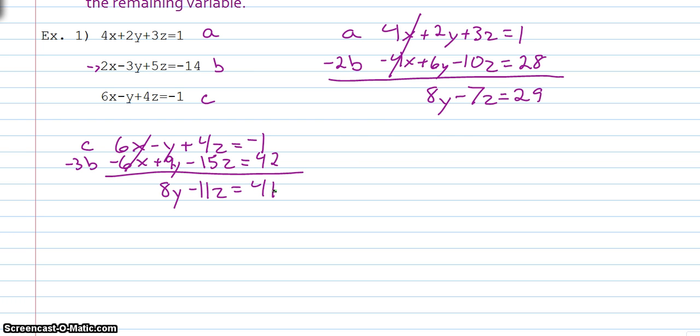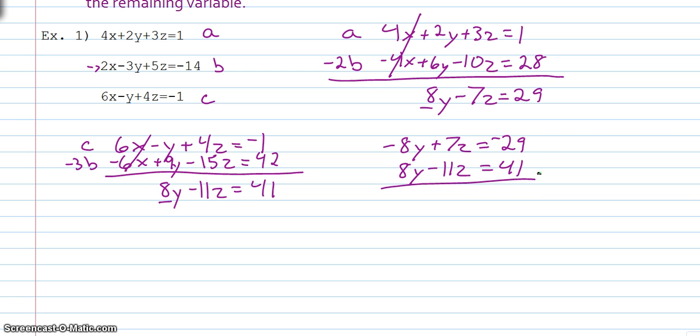Now I have two equations that are both in y and z. I'm now looking at these to see which variable I can eliminate. And I see right off the bat, they both have an 8 coefficient for our y's. So let's multiply one of them by negative 1. And I'm just going to do that with that first equation that I got. So negative 8y plus 7z equals negative 29. And then we have 8y minus 11z equals 41.